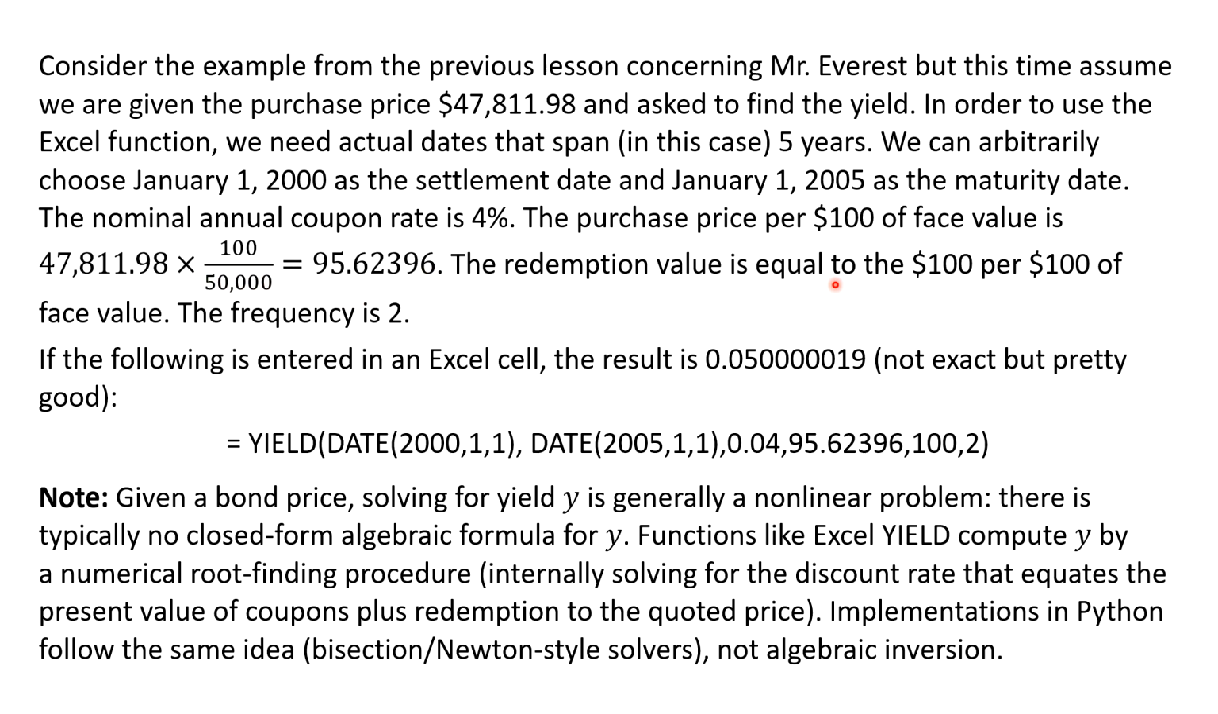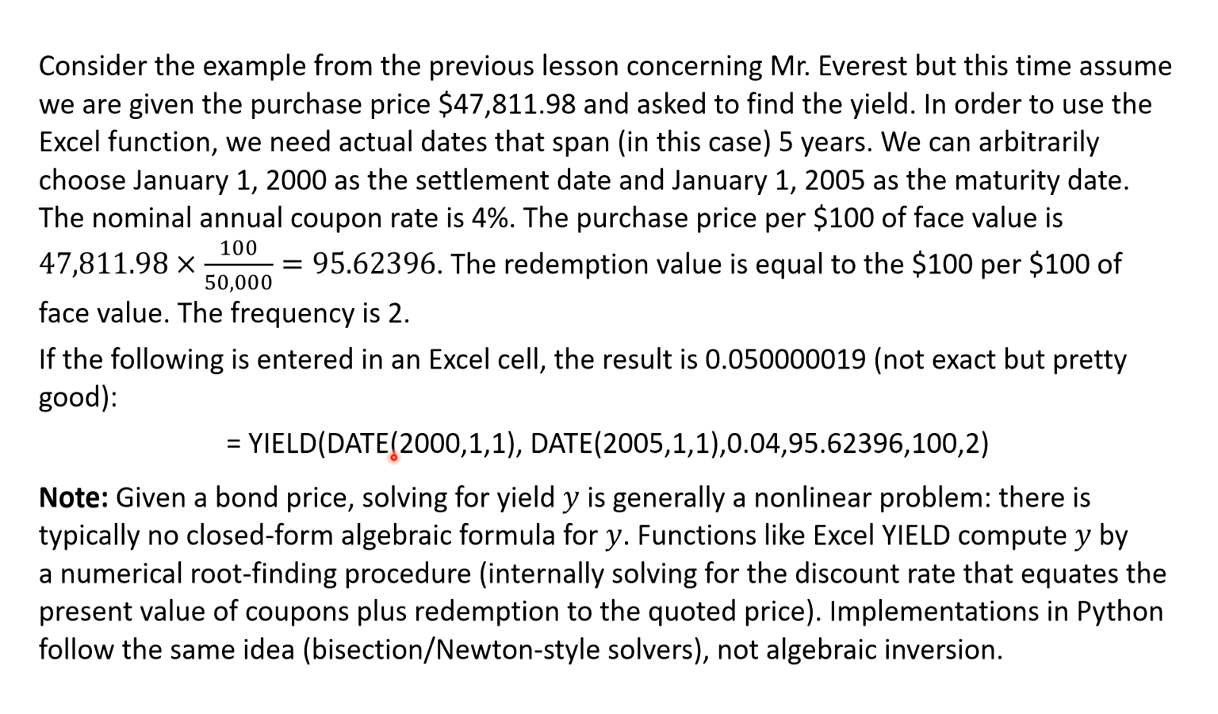And then the redemption value is 100% of the face value. There's no difference, in this case, and that's typical, between the redemption value and the face value. The frequency is 2, and I didn't use the basis. I allowed Excel to just default. And so you see the input here. You notice the dates, we had to use a function to get the date in the format that the yield function was expecting. It's pretty easy once you know what to put in here.